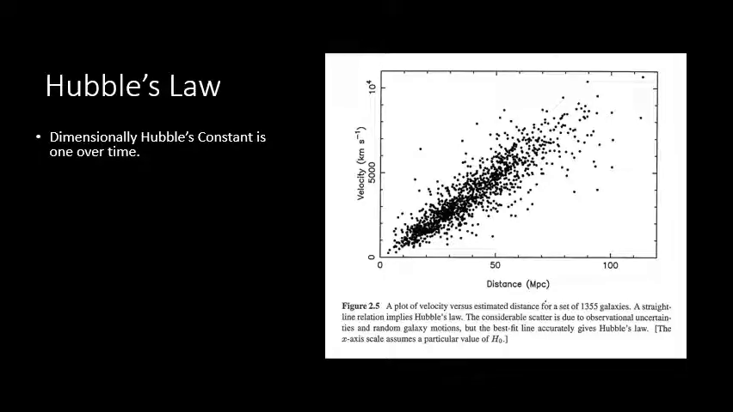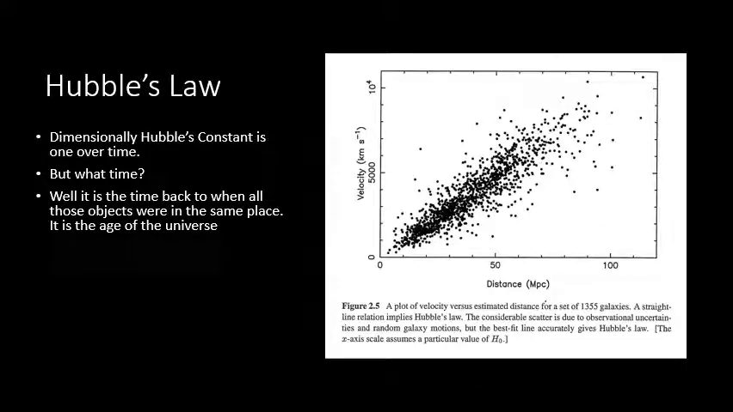Now, dimensionally, if you have a look back and think about Hubble's constant, you've got kilometers per second divided by megaparsecs. Well, kilometers and megaparsecs are both distance, so that means the distance cancels out and you're left with per second. So Hubble's constant is 1 over a time, and it's a constant, so it's a particular time. But what is that time?